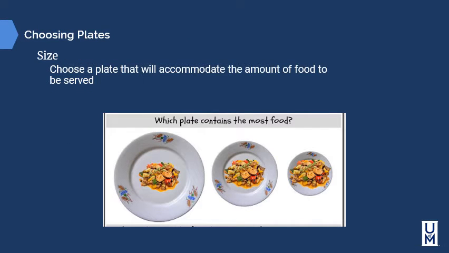Aside from the food, we also have to consider what plates we're going to serve on. The size of the plate: we want to choose a plate that will accommodate the amount of food to be served. As you can see from the examples below, this is the same amount of food that's served on each plate. However, in each instance, with the plate being too large on the left-hand side and too small on the right-hand side, it makes the food look either too small or too large, respectively. We want to go with the one in the middle, the Goldilocks plate.